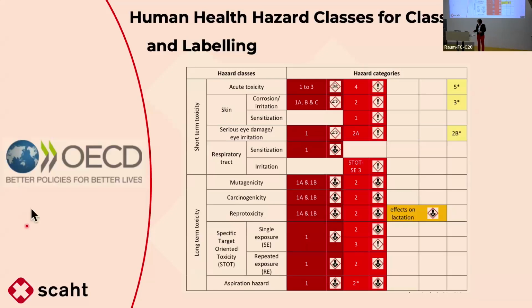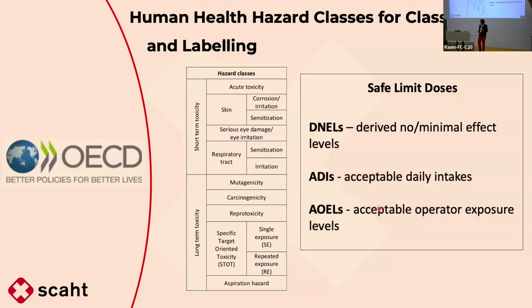So now basically we're looking at different hazard categories, and the idea is that category 1 is the most toxic, and then when the numbers increase it becomes less toxic. In the end you want to do a classification and labeling of the chemicals according to the hazard classes on the one hand, but you also want to determine so-called safe limit doses. So you have to understand the derived no or lowest adverse effect levels, acceptable daily intakes, and also acceptable operator exposure. So this is why we're doing all this, at least here in Europe.